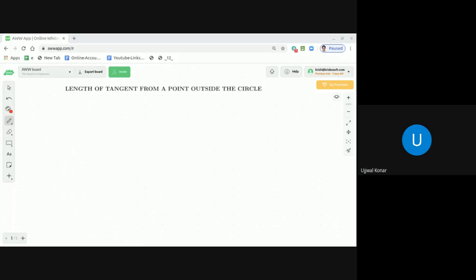Good morning, students. Let us start our class on circles, and this is in continuation of whatever we have discussed in the last class. So today we will start with the length of tangent from a point outside the circle. So what is meant by that?